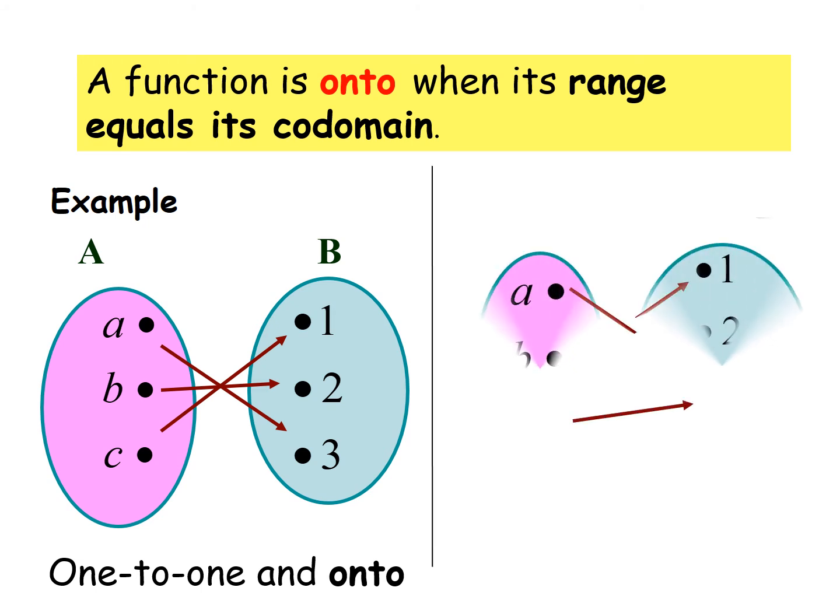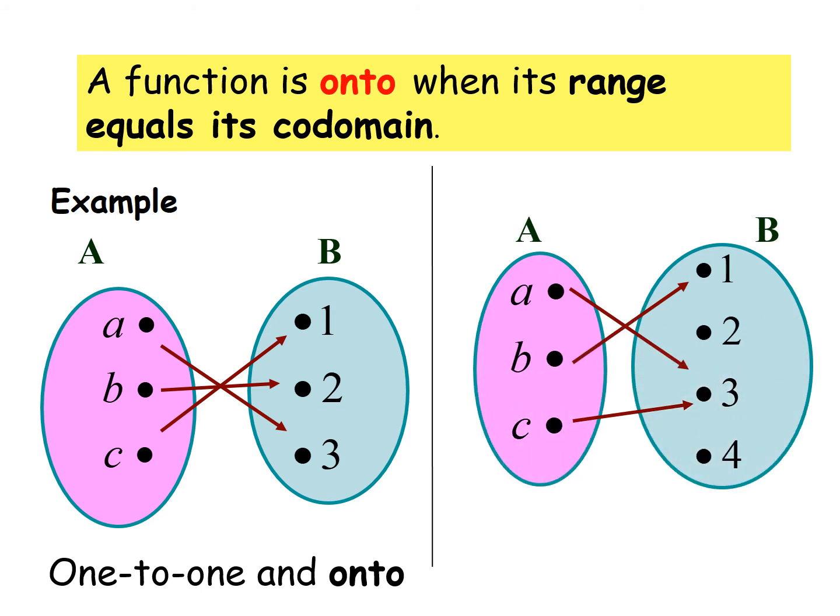The second one, we have the relation of set A and set B. So this is a one-to-one relation, but this is not onto since the range is 1, 3, but the codomain is 1, 2, 3, 4. So therefore this is one-to-one and not onto.